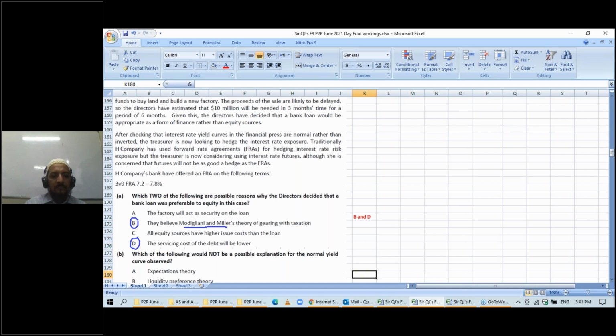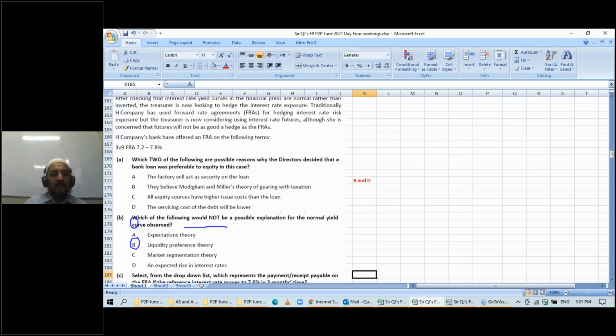Next, which of the following would not be a possible explanation for the normal yield curve? Achha, what do we mean by a normal yield curve? Normal yield curve means the yield curve will be a rising curve.